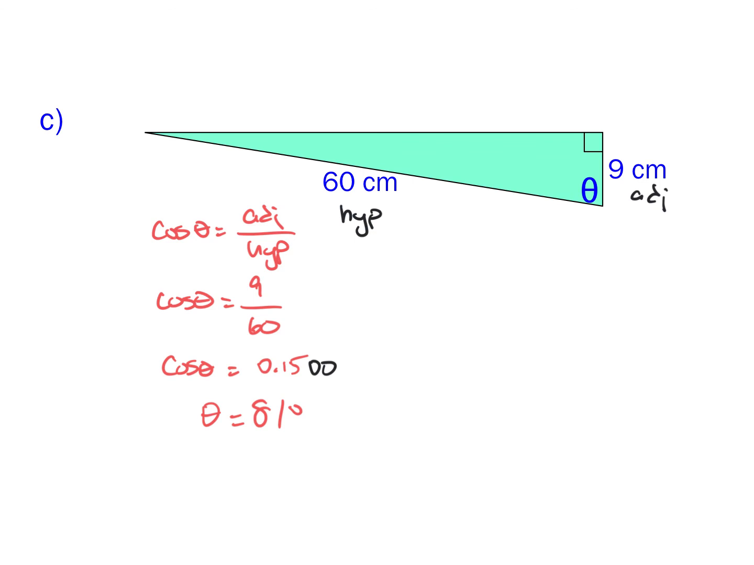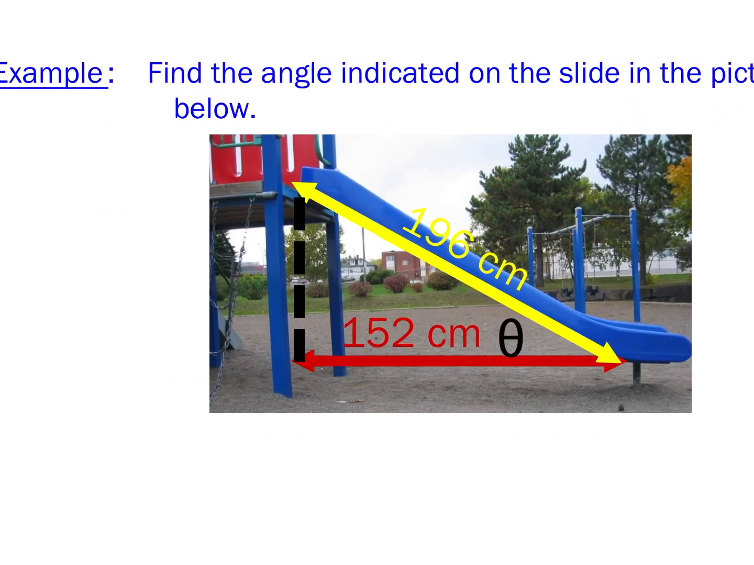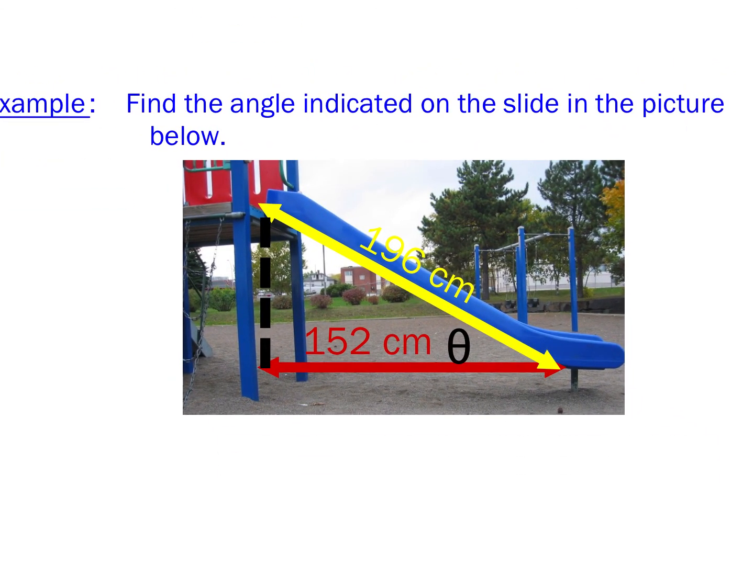Now this leaves us with one last example to do, and it's a problem because it gives us a diagram and we need to find an angle for it. So let's go off and take a look at that. So here we go. Find the angle indicated on the slide in the picture below. So what we know is the slide portion itself is 196 centimeters. The horizontal length of the slide is 152 centimeters, and we want to know what that angle is.